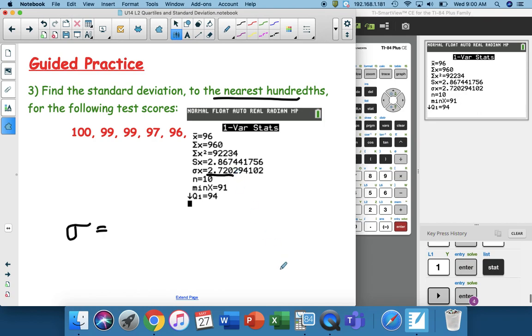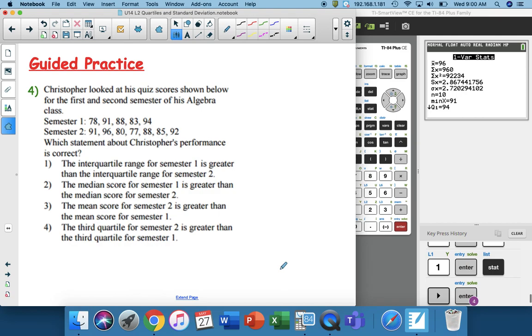That's your standard deviation. Alright? Let's go to the next slide. Now here, this is a little bit different. This one's comparing. So you see what your Q1s and interquartile ranges are for each list, and then compare them. Luckily we have the calculator, so it won't take that much work.